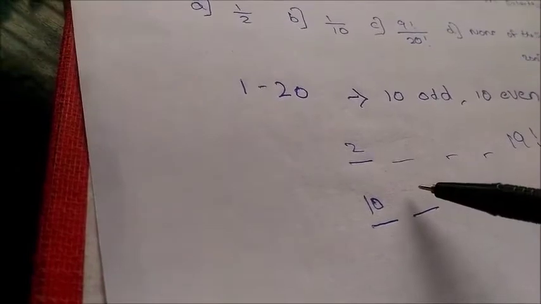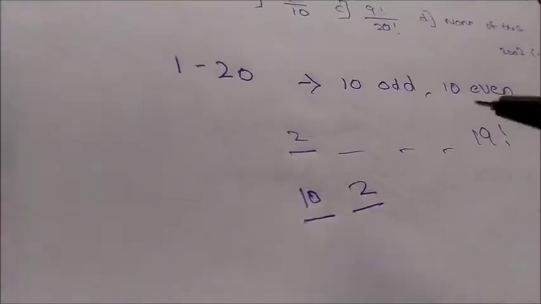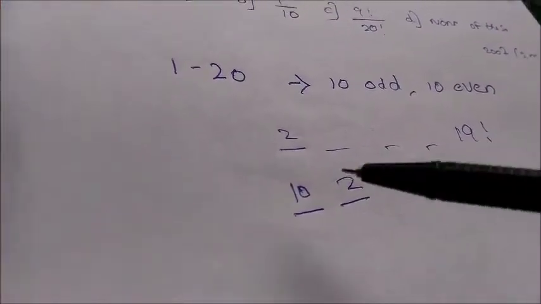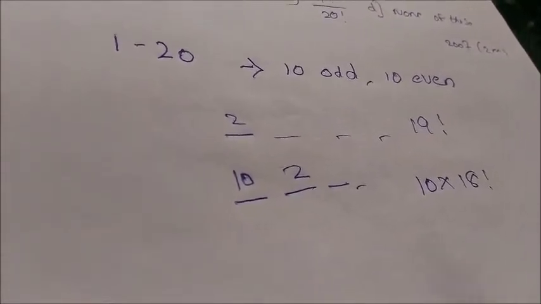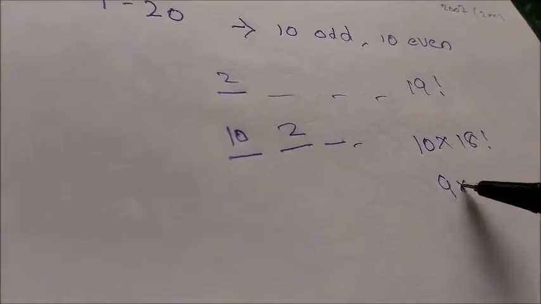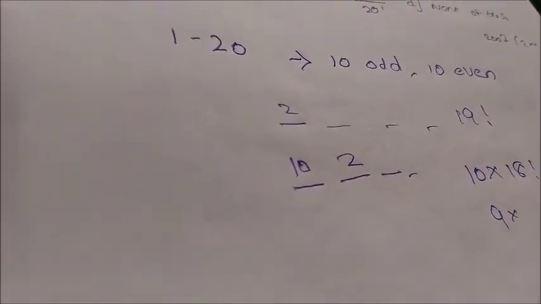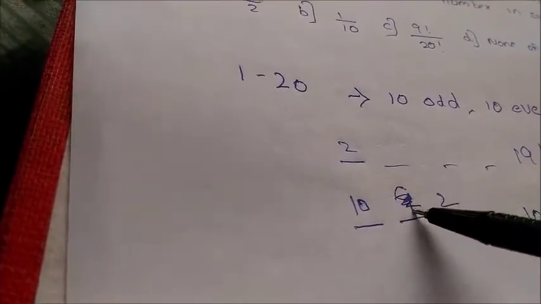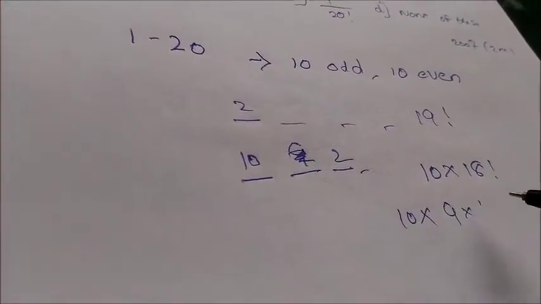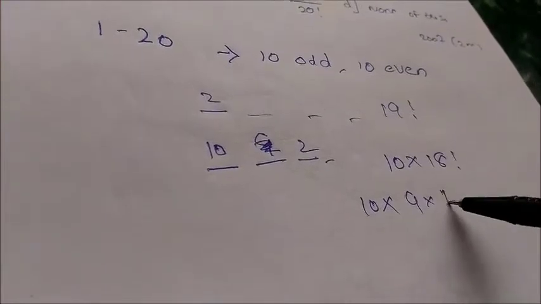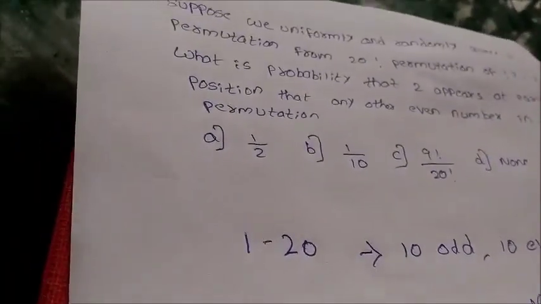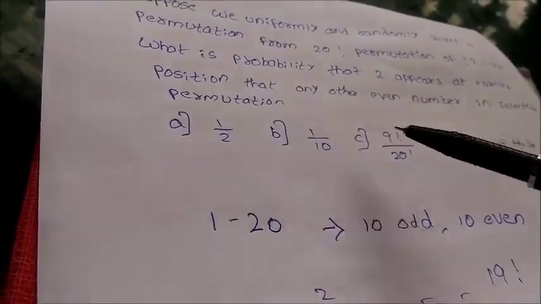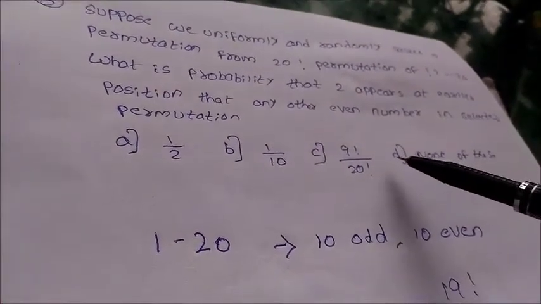And if we fill the second value with a 2, the first value has 10 choices, so 10 into, and the other values can be arranged in 18 factorial ways. Similarly, if our 2 is in the third place, it's 10, and here it will be 9, so 10 into 9 into 17 factorial ways. So what's the point here? If we calculate further and further, our answer will be very huge, which does not come in the range of any of these options. So our answer directly we can say is none of these.